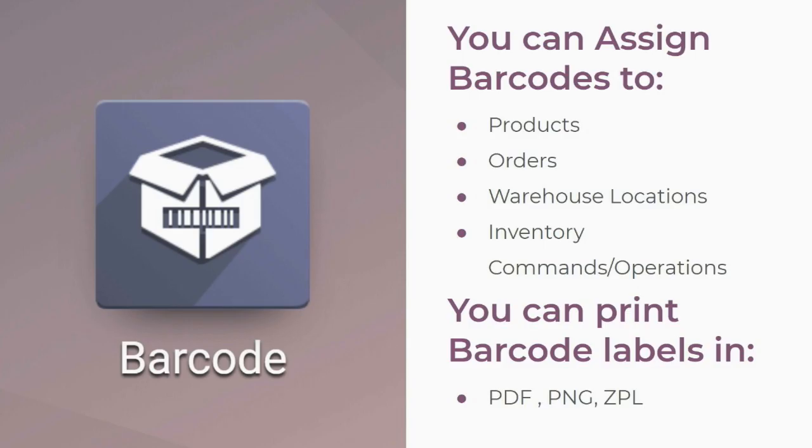So that's the Barcode App in Odoo. It's free. You can go to Odoo's App Store, and then you need to go to configurations and settings, which I'll show you in a moment, and enable the barcode feature, and the app will automatically get applied in your dashboard. And then you can assign barcodes to a lot of things in Odoo, such as products, orders, warehouse locations, and any inventory commands and operations, which we'll go through in just a second. And this is new in version 13: now you can print barcode labels on a Zebra printer, as well as in PNG format, not just PDF. So let me show you how to print those barcodes out.